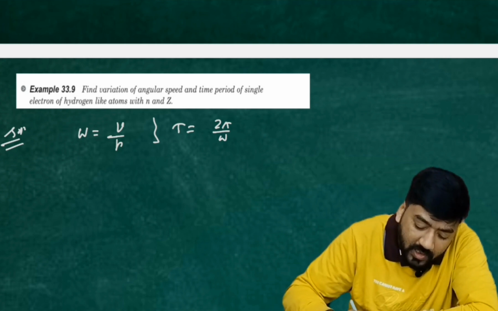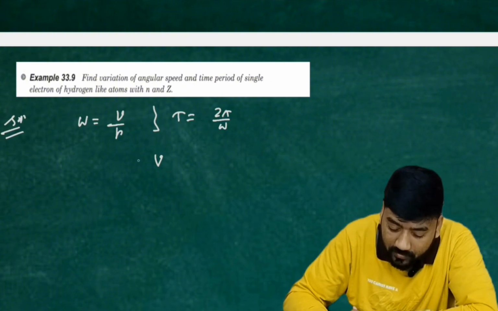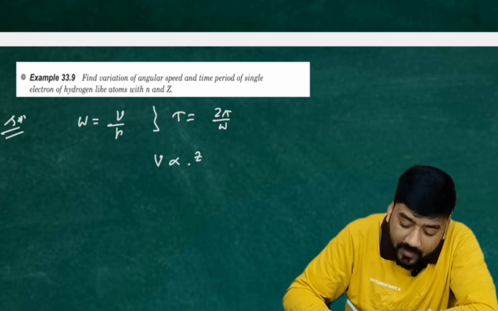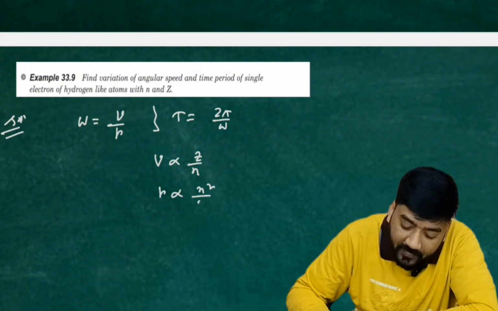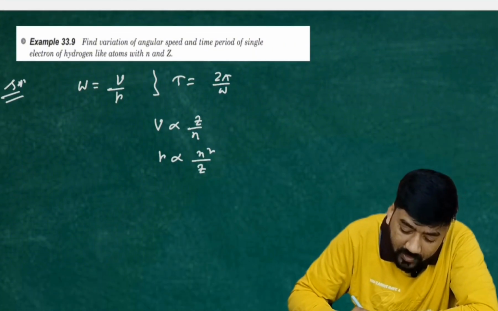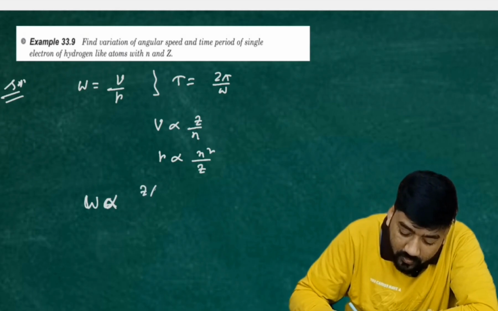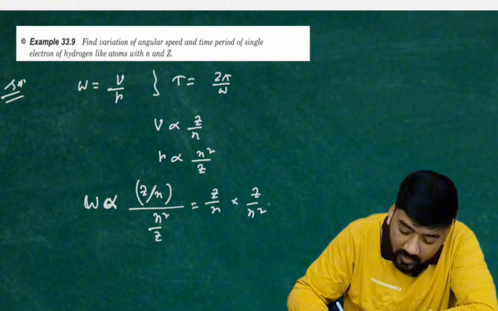Now to find omega we have to know the dependence of v on n and z. We have solved the problem by using the expression that v is proportional to z upon n, and similarly r is proportional to n square upon z. So now omega, which is v upon r, is proportional to z upon n divided by n square upon z. So it will be z upon n into z upon n square. So it will be z square upon n cube.